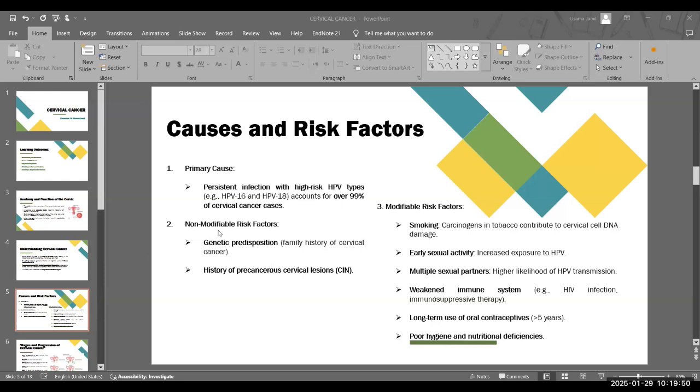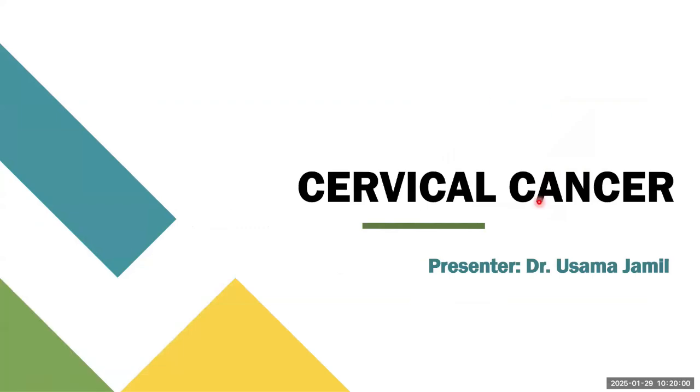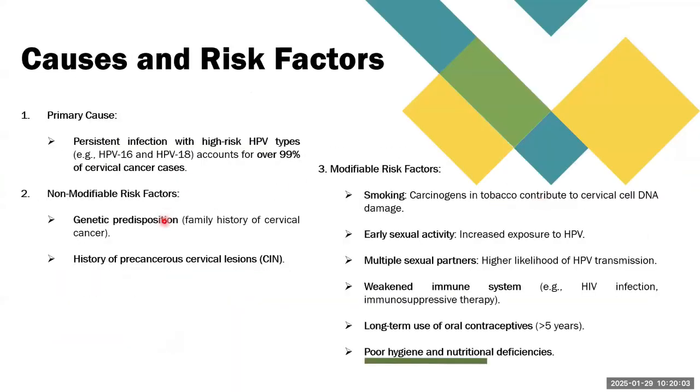Then we're going to talk about non-modifiable risk factors. Non-modifiable risk factors are basically factors that we cannot control. A family history of cervical cancer is a non-modifiable risk factor. A first degree or second degree relative with a cervical cancer history will put you in a tougher spot for cervical cancer as compared to females who do not have a cervical cancer history or do not have an exposure to the HPV virus.